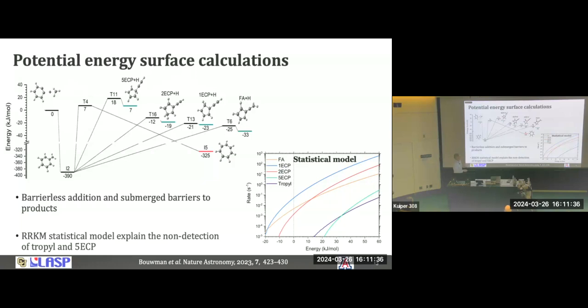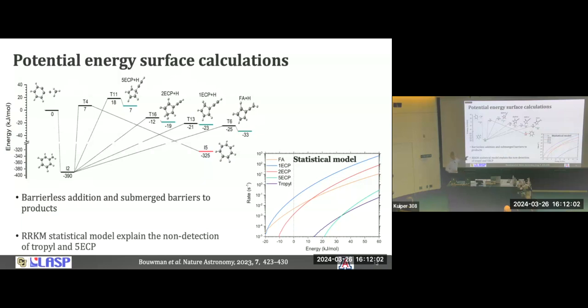And then when you take the relative rates at energy of 0, which is the energy of the entrance channel, you can estimate what the branching is over the various products. And from that, we plug those branching fractions into an astrochemical model to see if it makes sense with the observations. Now, this got published in Nature Astronomy last year, and we were very proud of it.